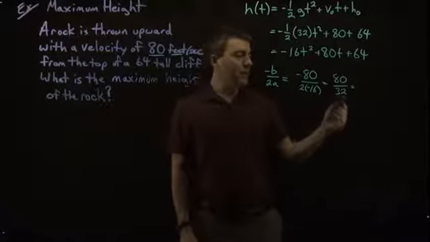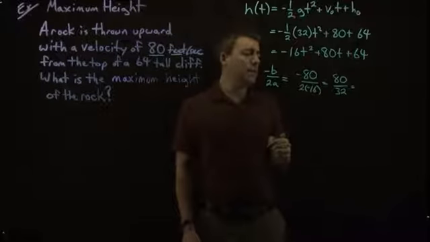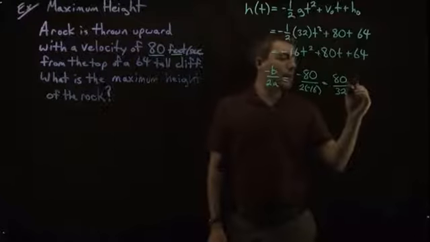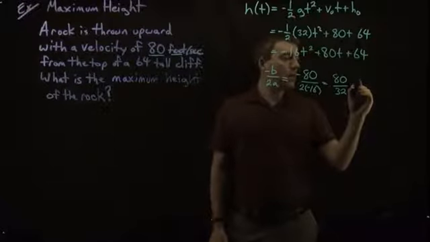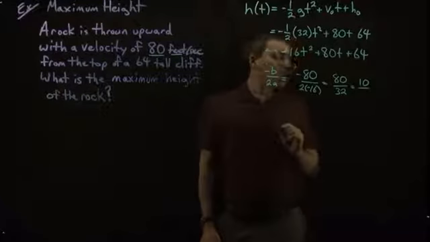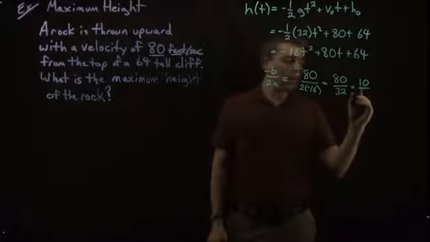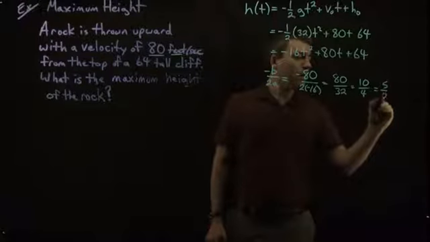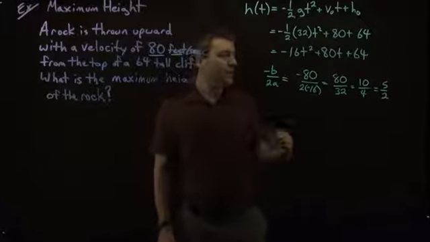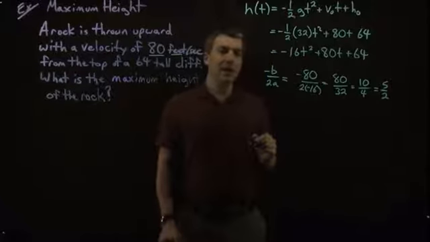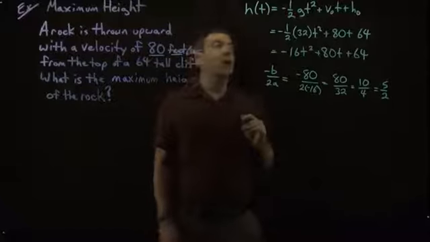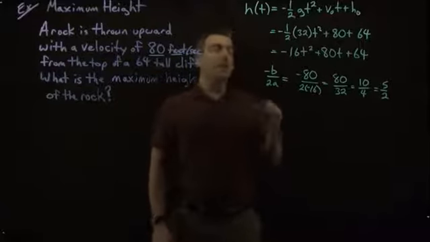It looks like there's an 8 in both. So we have 10 over 4, which is 5 halves. So 2.5 seconds before the rock reaches its maximum height. Now we can take this and plug it into our height function and get the maximum height for this rock.